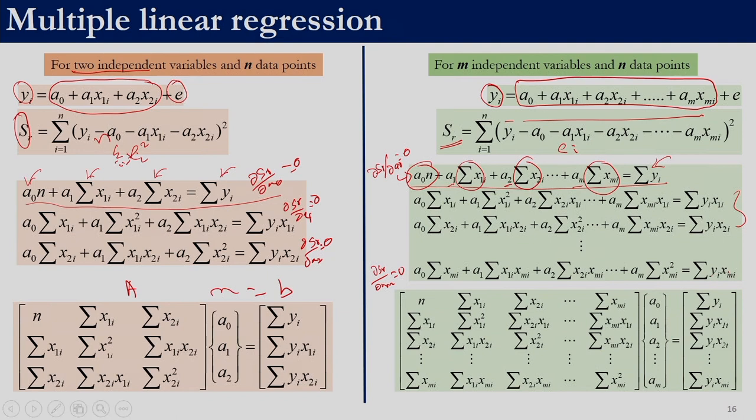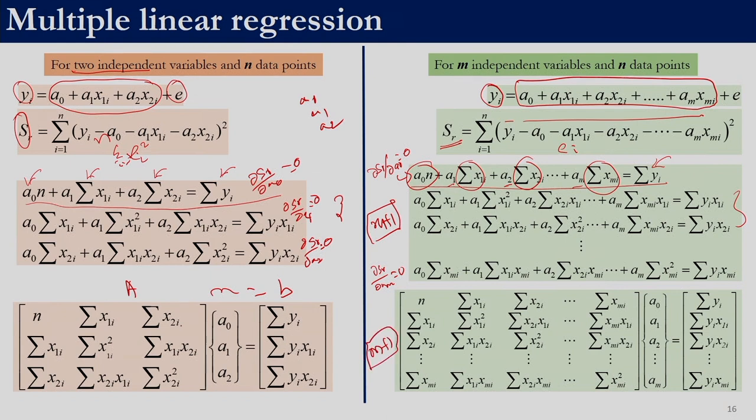So this is again a set of equations, and here we will have m equations, right? Earlier we had three unknowns, a naught, a1, a2, so we got three coefficients. Here we have m plus 1 coefficients, right? M plus 1 because we are starting with a naught. A1 to am are m coefficients, and then we have this a naught. So we will have m plus 1 coefficients, and so here also we will have m plus 1 equations.